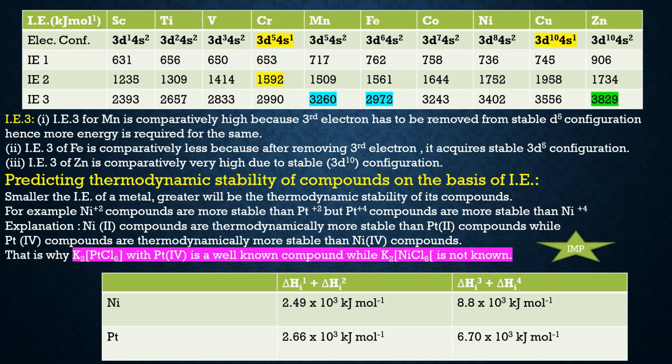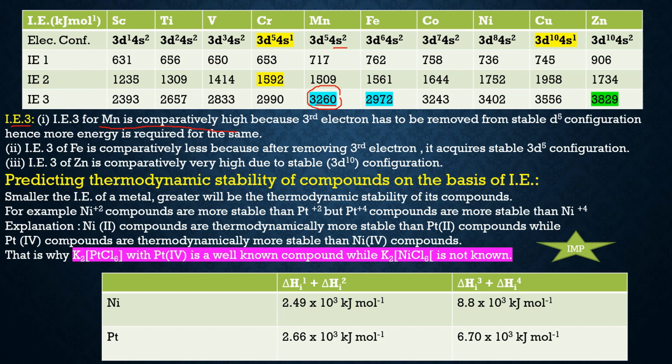Now I am taking ionization enthalpy 3. So the third ionization enthalpy for manganese is comparatively high. Now you can see here manganese has ionization enthalpy 3260. Now why is it so? Because after removing two electrons, it has 4s0 3d5 configuration, that is a half filled configuration, and it is difficult to remove an electron from a half filled configuration, hence its ionization enthalpy is very high.